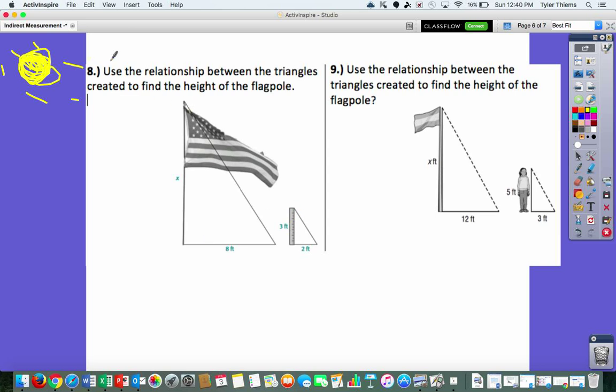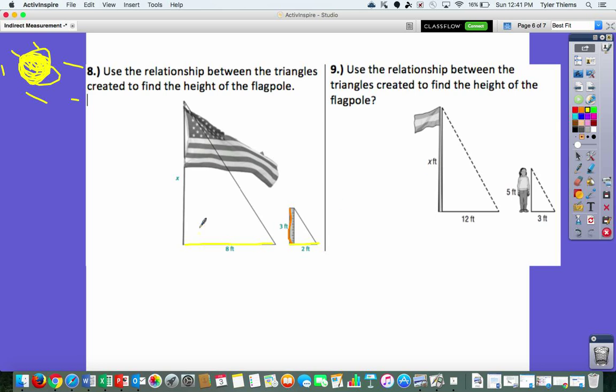But the sun is up here, and it's casting a shadow that is 8 feet long. Okay, and then when we set up a ruler, which is 3 feet high, that casts a shadow that is 2 feet long. So this is a similar relationship. This is called indirect measurement. We're indirectly going to be measuring the height of this really tall flagpole using the shadows that are cast.